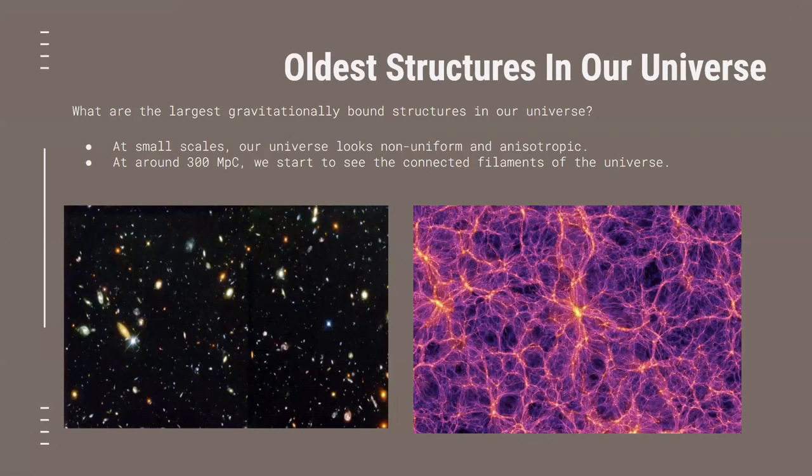These filaments are connected galaxy clusters and superclusters that formed in the early universe. The picture on the right of the screen shows these filaments, the brighter areas of the picture representing higher densities and clusters, while the darker colors represent lower densities and fewer clusters.